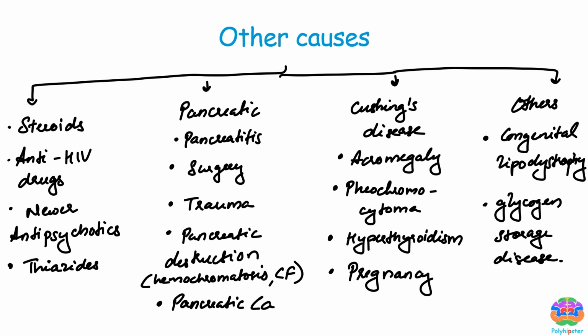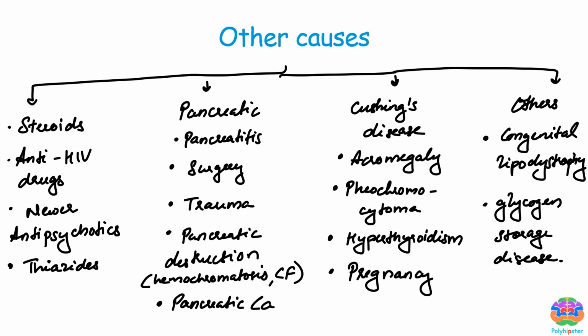Now, what are the other causes of diabetes mellitus? First, it could be steroid induced or induced due to anti-HIV drugs, newer antipsychotics, or thiazides. So these are drug-induced diabetes mellitus. Next is due to pancreatic causes, such as pancreatitis or pancreatic surgery, any trauma or pancreatic destruction, for example hemochromatosis, cystic fibrosis, or in case of pancreatic cancer.